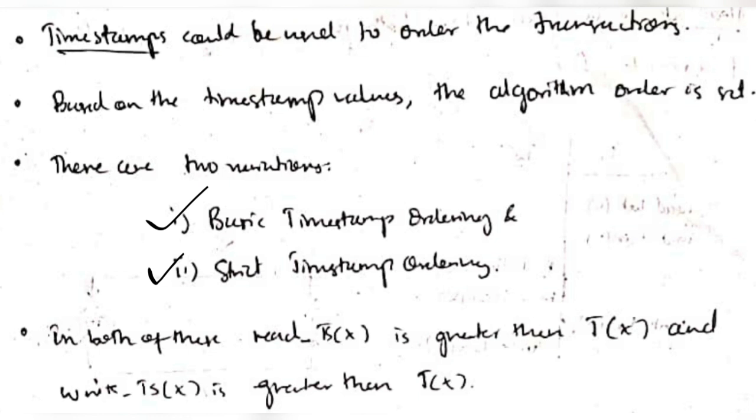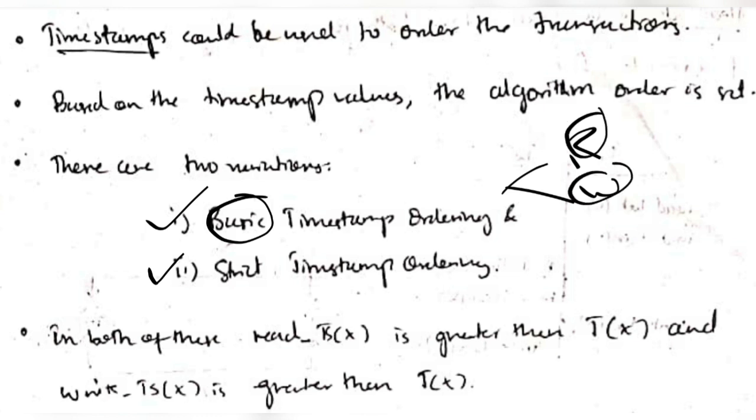So we perform two operations, right? Read and write. In basic timestamp ordering, whatever read operation you are doing should be before the write operation, and after the read and write operation is done, no more process should happen. That is the basic timestamp ordering.